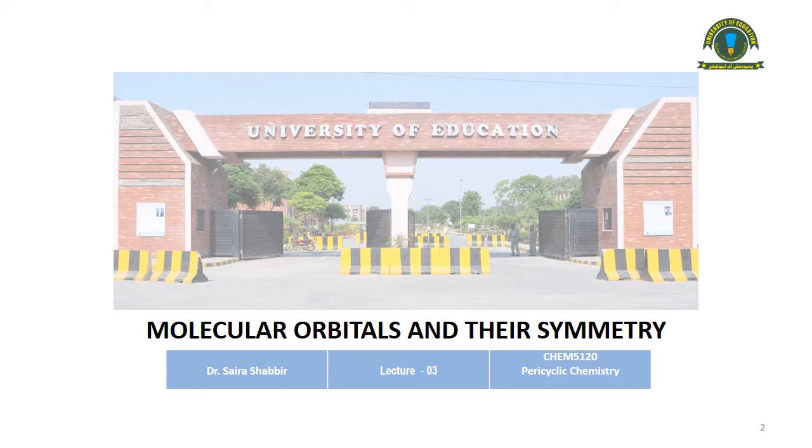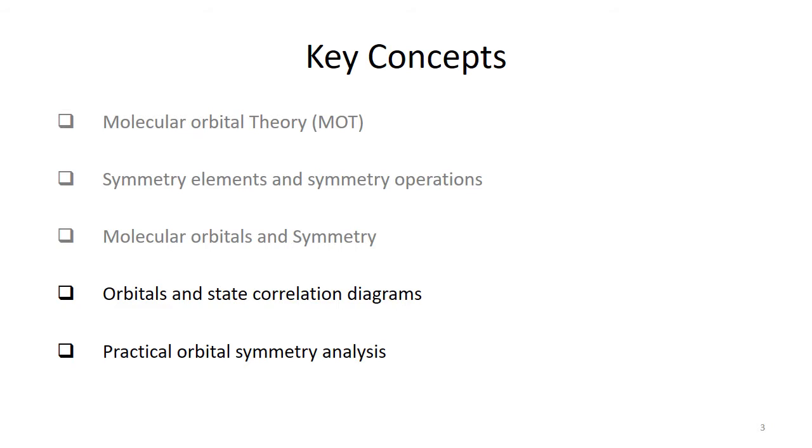It's our third lecture of pericyclic chemistry. In our last class, we studied molecular orbitals and symmetry elements. Basically, today's lecture is the extension of the same topic. That is, we are going to learn molecular orbital and the symmetry relationship, but a bit more in detail. In today's lecture, we shall discuss some basic concepts needed to learn more about molecular orbitals and molecular orbital correlation diagrams. And in the last part, we shall discuss the practical analysis of orbital symmetry.